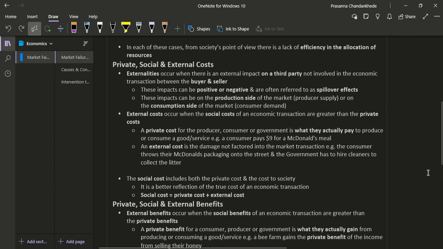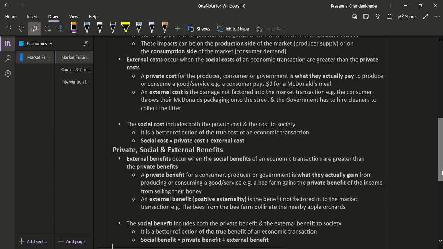An external cost is the damage not factored into the market transaction. Example, the consumer throws the McDonald's packaging onto the street and the government has to hire cleaners to collect the litter. The social cost includes both the private cost and the cost to society. It is a better reflection of the true cost of an economic transaction. Social cost is basically the private cost plus the external cost.